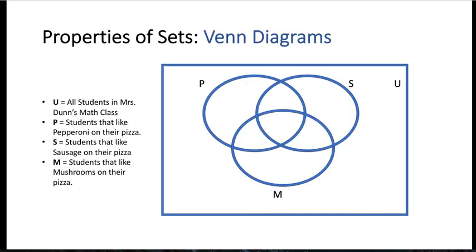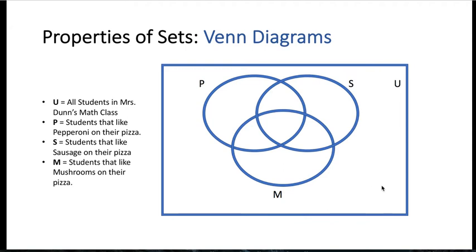So on this slide, I want you to think about what you like on your pizza. If you were going to order a pizza, what toppings would you want on it? And let's limit ourselves to either pepperoni, sausage, or mushrooms on your pizza. So who would you be? What would you want on your pizza? Think about what circle you would be in and then what part of the circle.